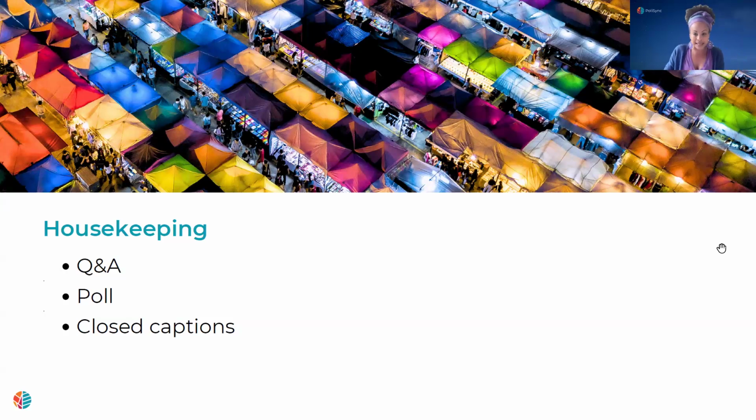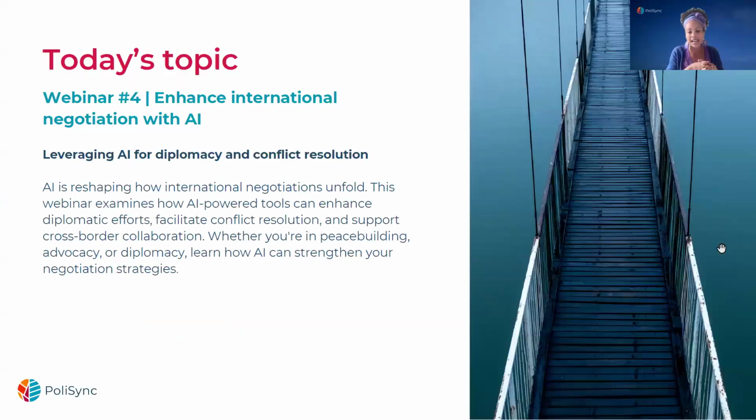So today's topic: enhancing international negotiation with AI. I mentioned diplomacy and conflict resolution; it's in the news each and every day. And AI, like many areas of work, is reshaping how all of these international negotiations unfold.